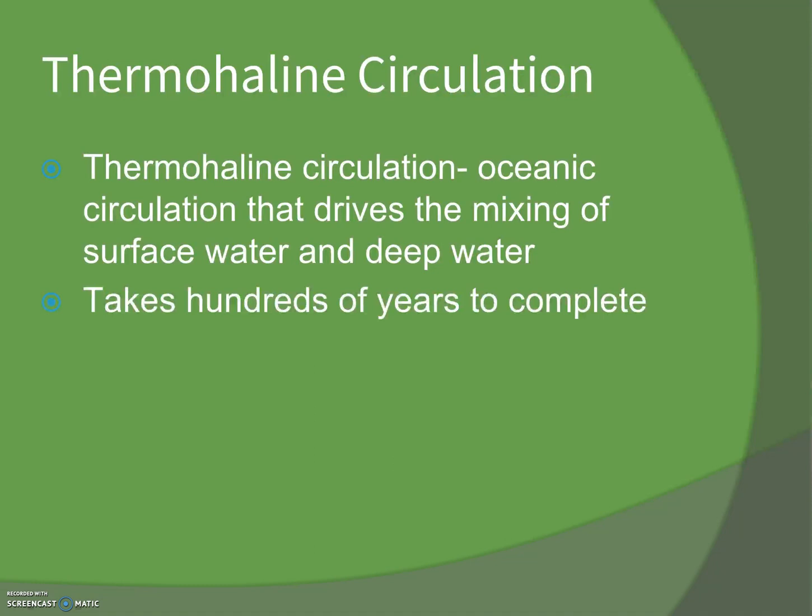Thermohaline circulation is oceanic circulation which drives the mixing of surface water and deep water. It takes hundreds of years to complete. It's hard to envision the total quantity of water that's taking place in here, and we know that water has a high heat capacity, so changes in temperature are very slow. There are lots of factors that contribute to this.